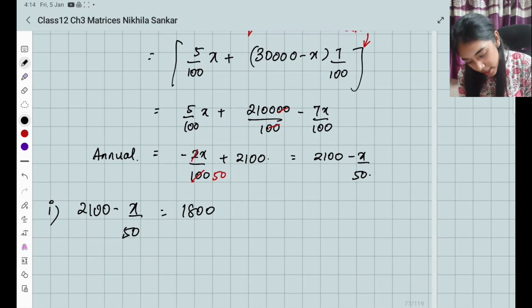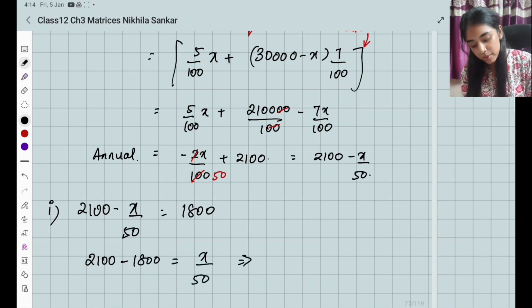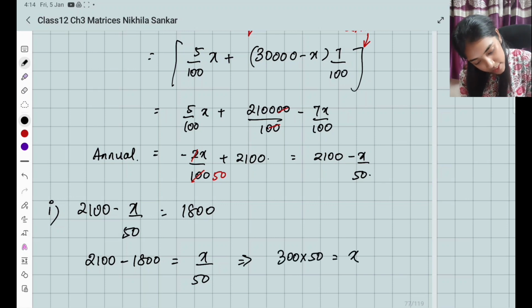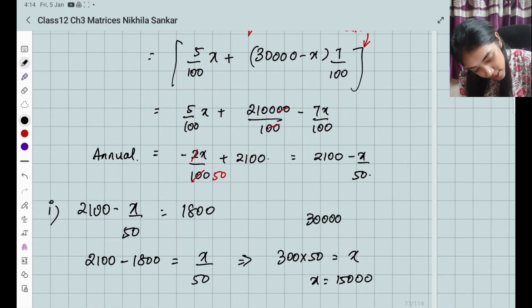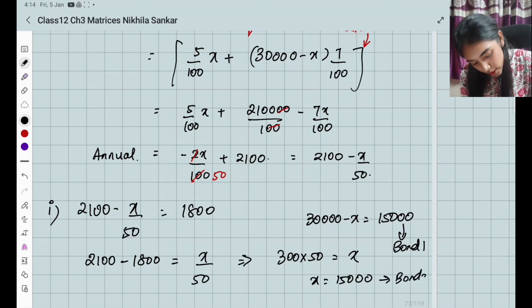Okay, so if I do this, I'll have 2100 minus 1800 equals x divided by 50. So from this I have 21 minus 18, which is 300, times 50 equals x. So x is equal to 15,000. Then what is 30,000 minus x? 30,000 minus x is again 15,000. So in bond 1 it is 15,000 and in bond 2 it is 15,000.